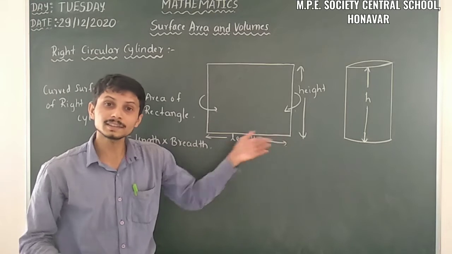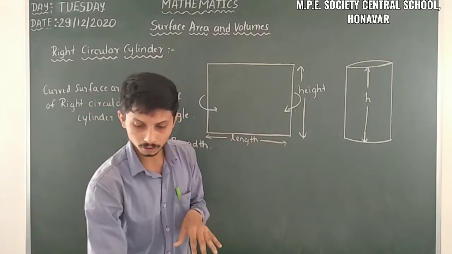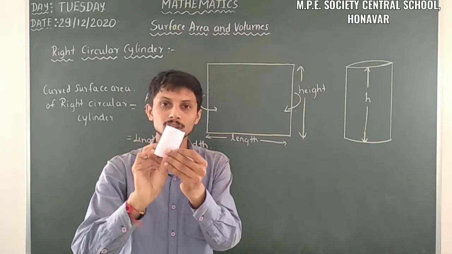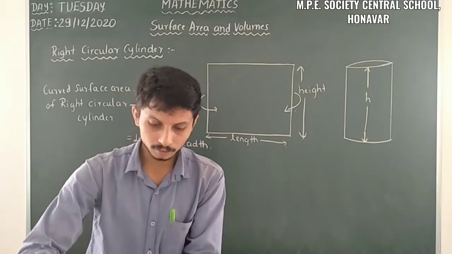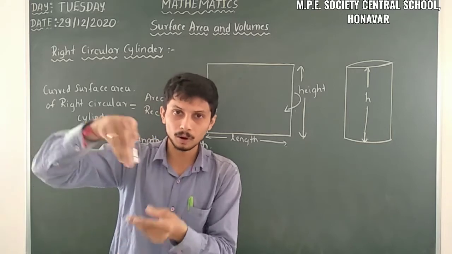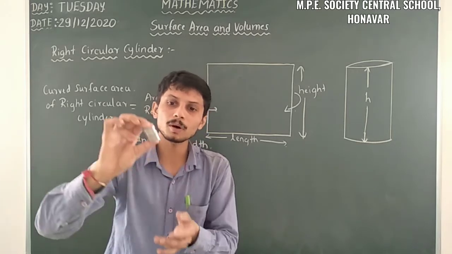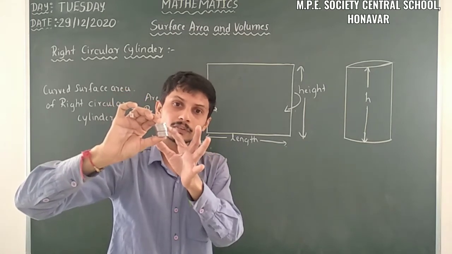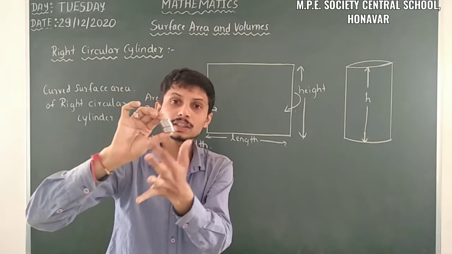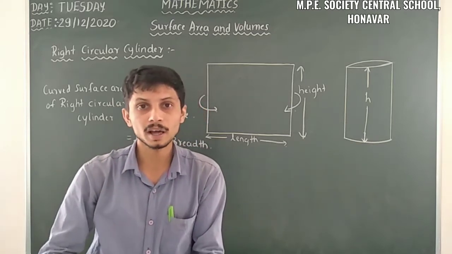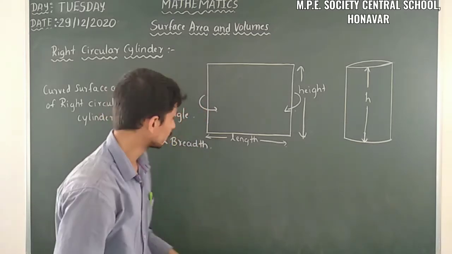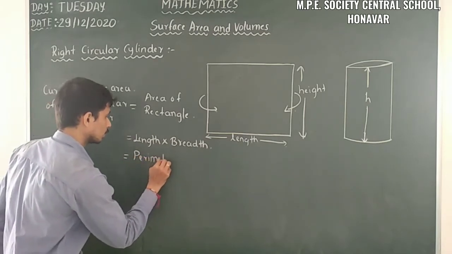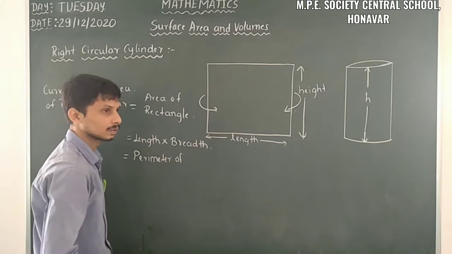This length is converted into a circular shape. That circular shape is made up of the perimeters of the circles. So each 2 pi R we can take as a length. So the length becomes the perimeter of the circle.